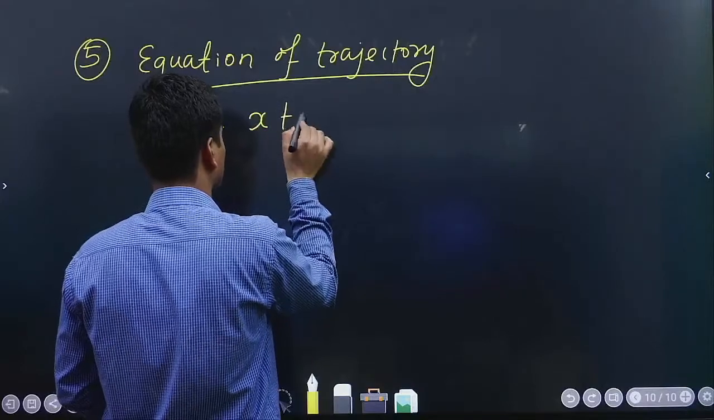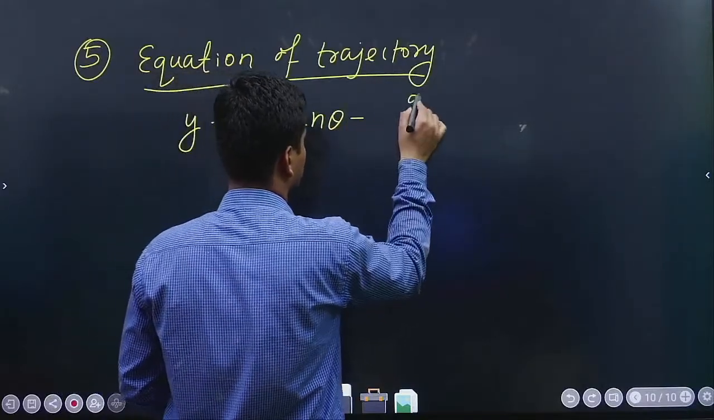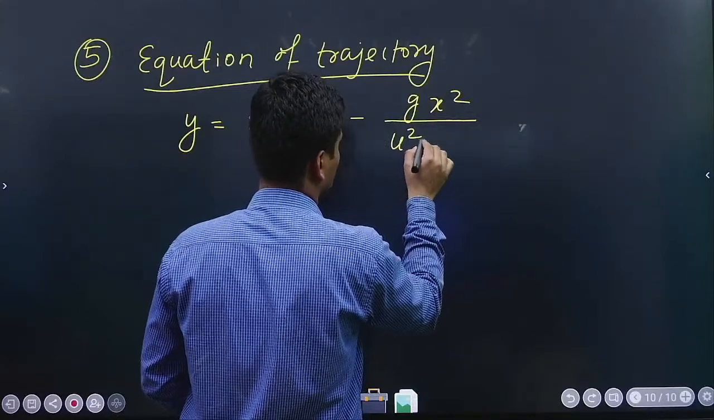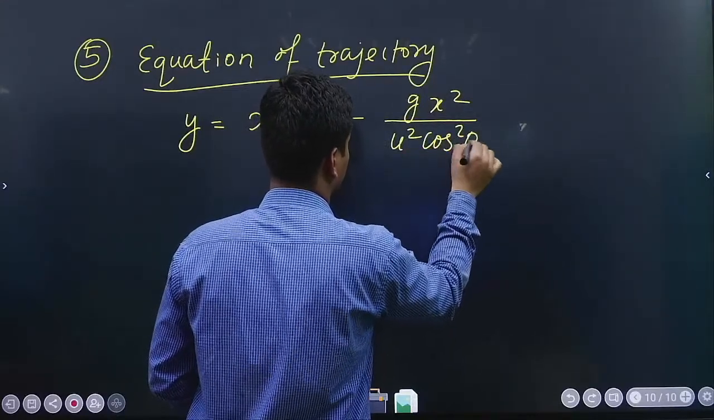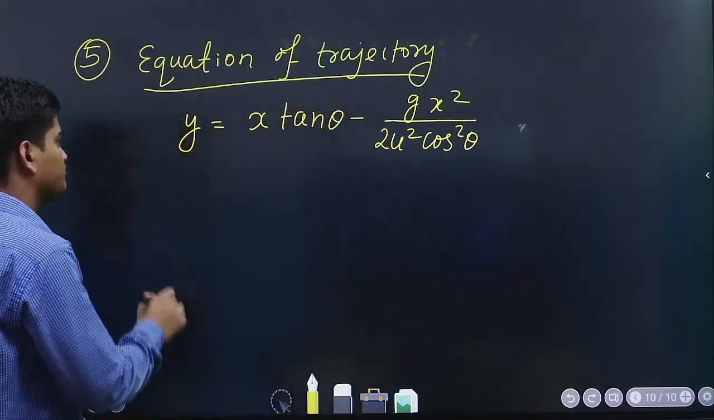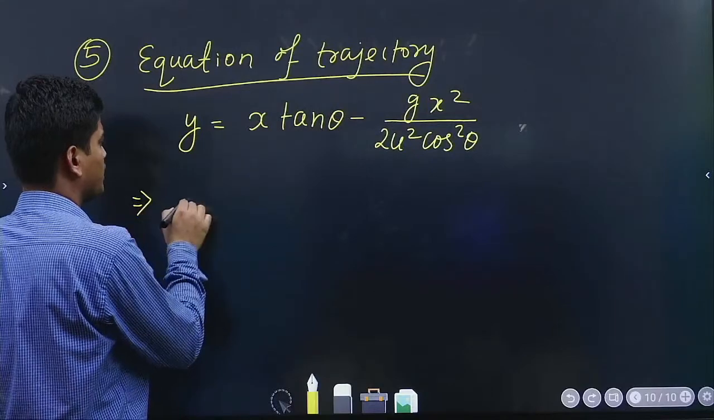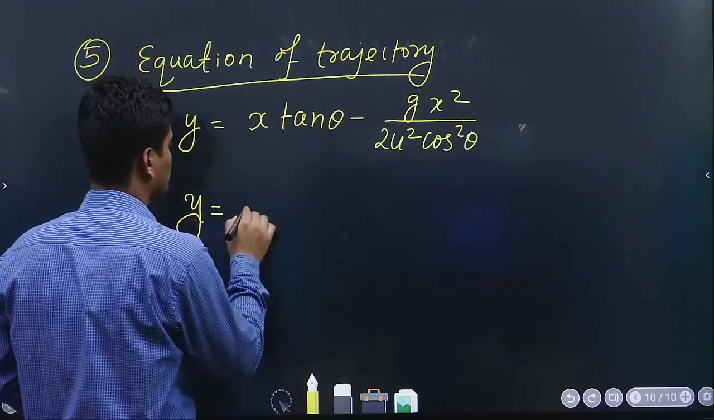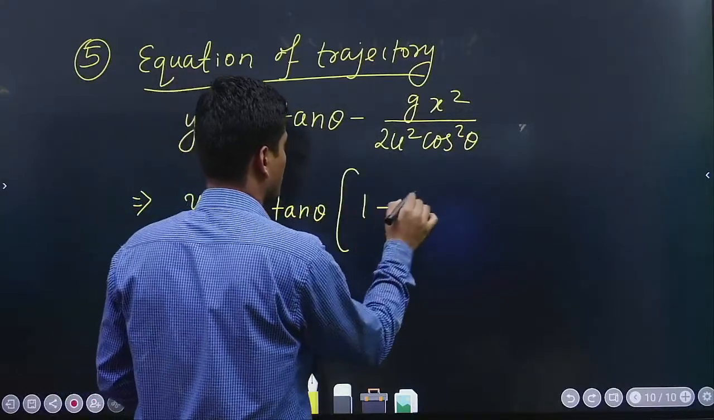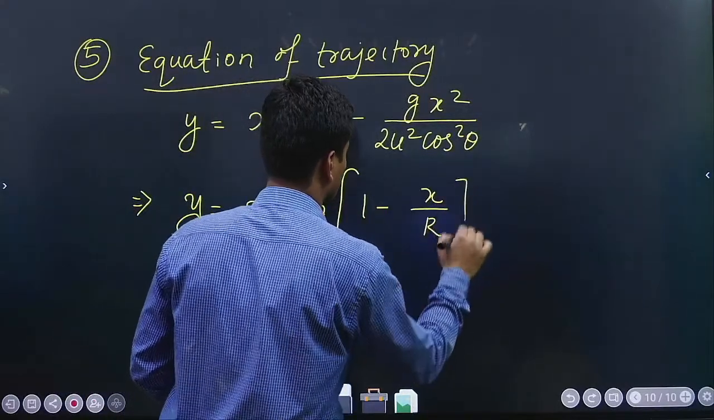So you'll get y equal to x tan theta minus g x square by 2 u square cos square theta. Or you can modify this a little: take x tan theta common, and it becomes y equal to x tan theta into 1 minus x by R. So remember these 2 equations.